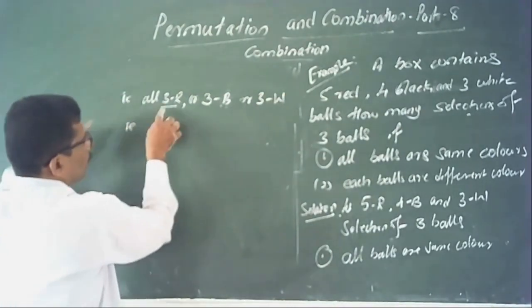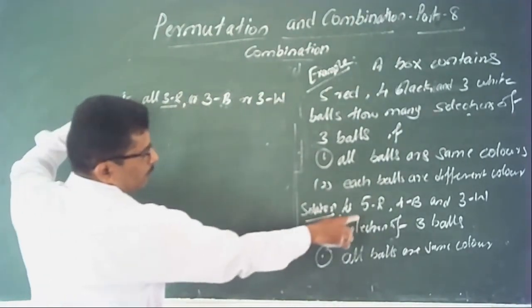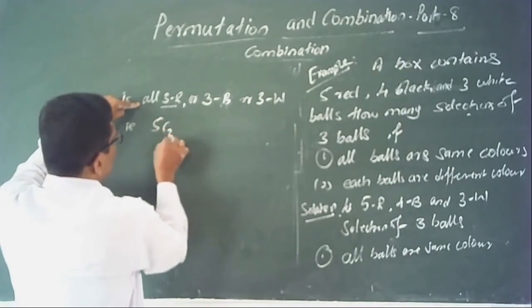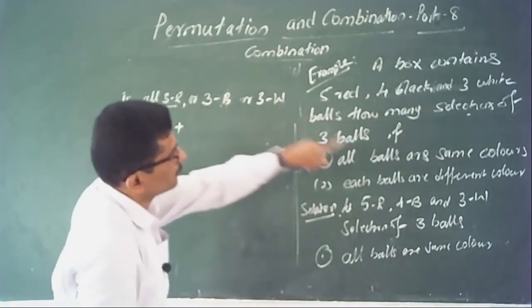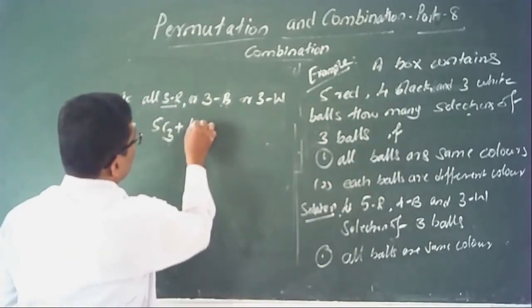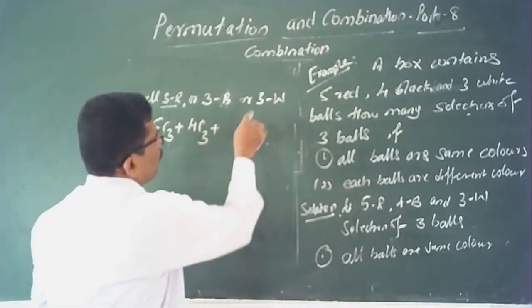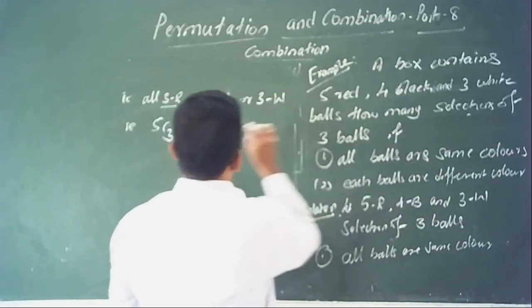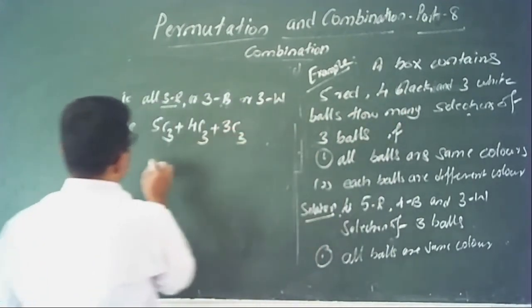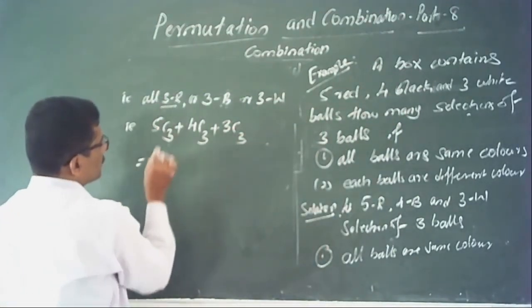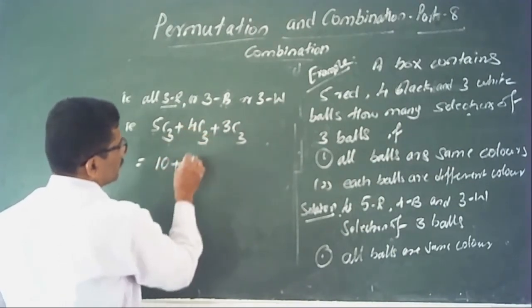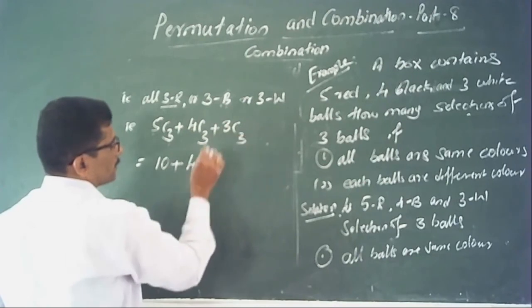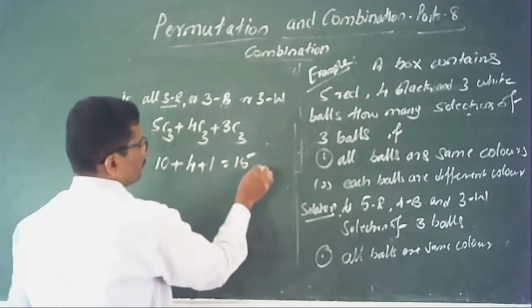That is, all 3 are red out of 5, 5C3, or means write the plus sign. All 3 are black out of 4, 4C3, or means plus. All 3 are white out of 3, 3C3. Its value is equal to 5C3 means 5C2, that is 10, plus 4C3 means 4C1, its value is 4, plus 3C3 means 1, so its value is equal to 15.